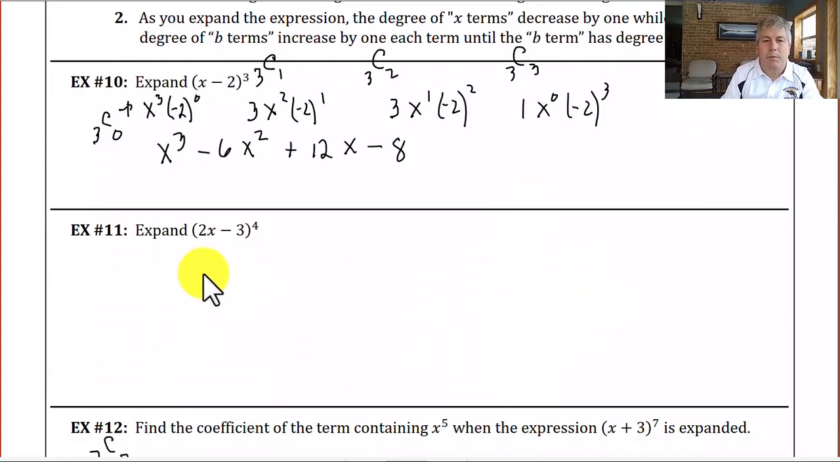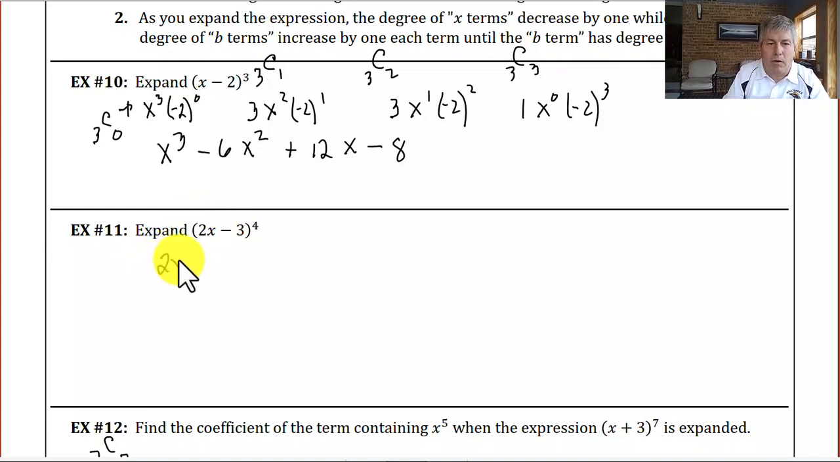Sample 11 is a little bit more complicated. We've got a 4th degree polynomial. We're going to do the same process. Again, we can use Pascal's triangle for our coefficients, or we can use our probability notation as well.